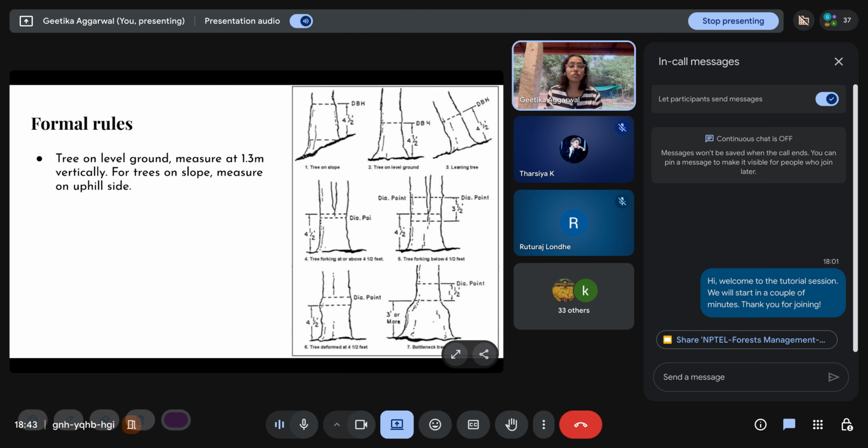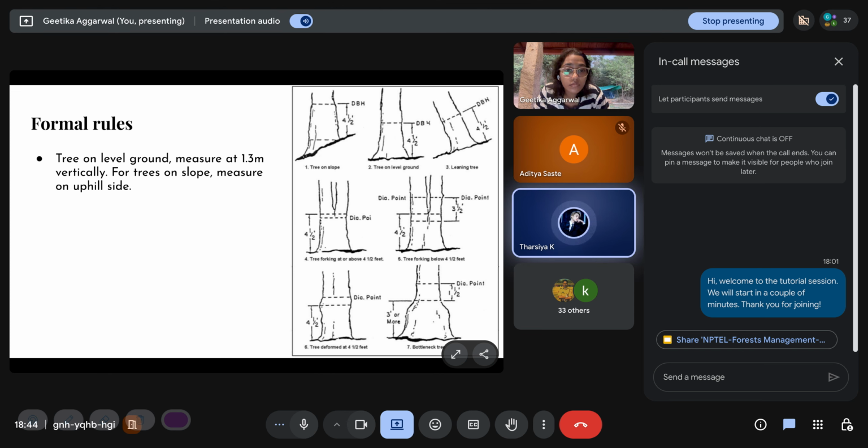You can take a guess from looking at the image itself. What do you think will happen if you measure DBH from the downhill side for a tree growing on a slope? Anyone? It's a very basic question. You can look at the image and take a quick guess. You don't have to be correct. What do you think will happen if you measure a tree from downhill, not from uphill?